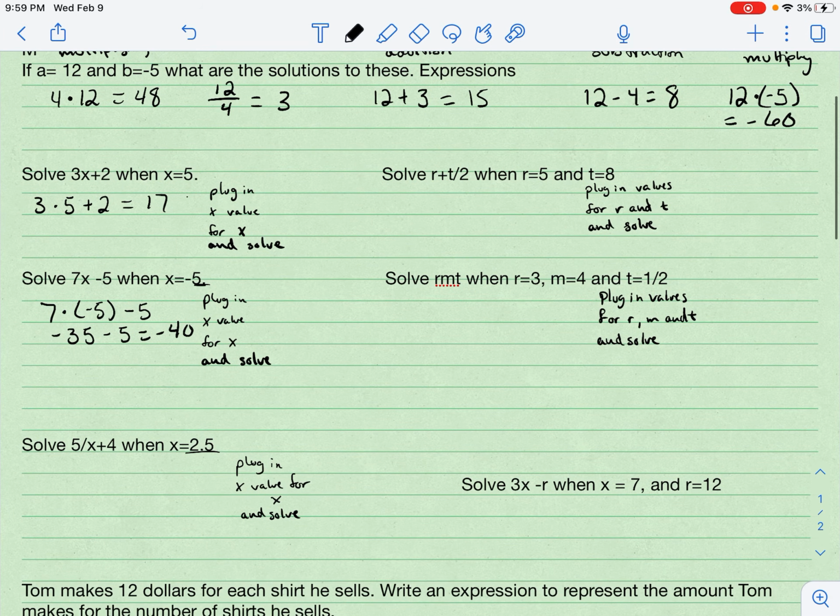Okay, now we've got 5 divided by x plus 4 when x equals 2.5. So the same thing, we're just going to replace the x with 2.5.